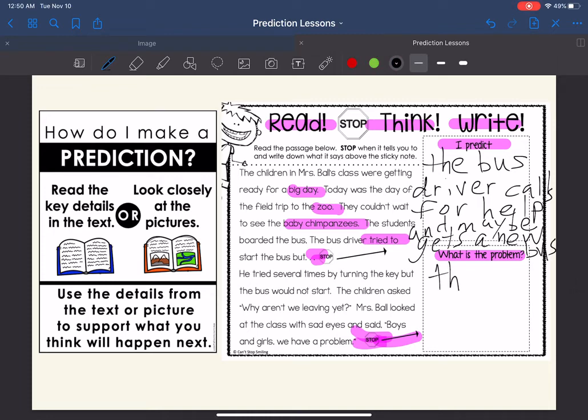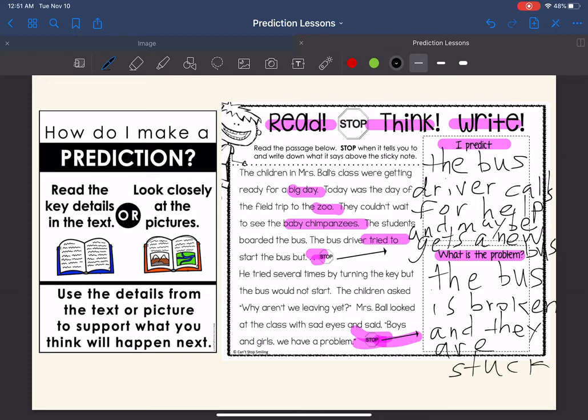The bus is stranded, or the bus is broken. And they are stuck. And I did hear a couple other clues that did kind of help me add to my prediction.